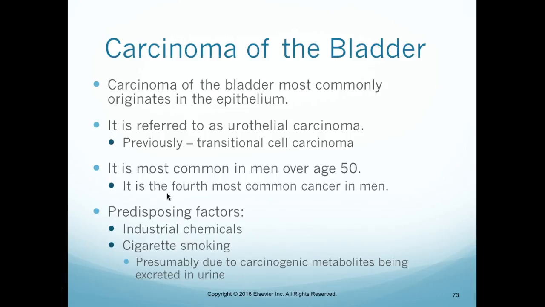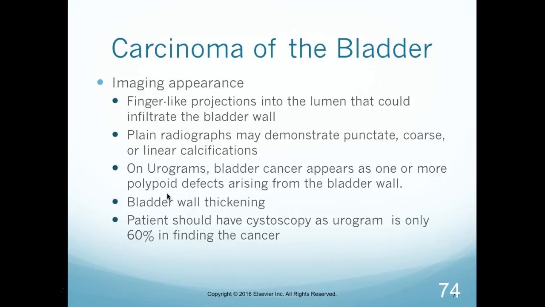Okay, carcinoma of the bladder. So it originates in the epithelium. It's referred to as urothelial carcinoma. It used to be transitional cell carcinoma, so that's how I remember it. Most common in men over the age of 50, it is the 4th most common cancer in men. So the predisposing factors are industrial chemicals and cigarette smoking, so presumably the cigarette smoking is due to the carcinogenic metabolites being excreted in the urine. So they think it concentrates in there and it irritates the lining and causes cancer.